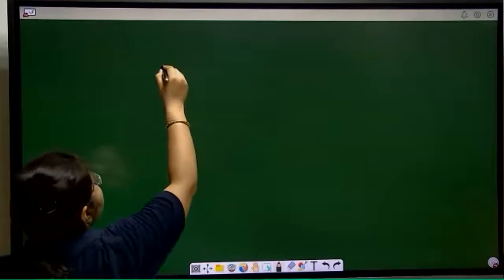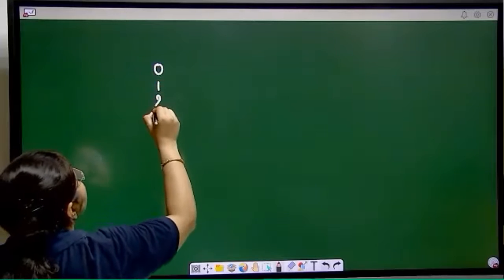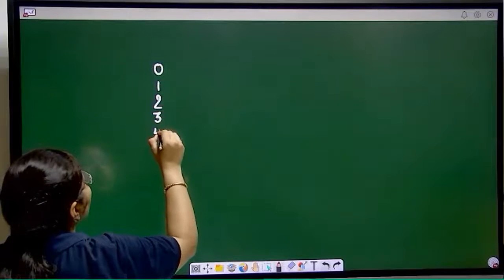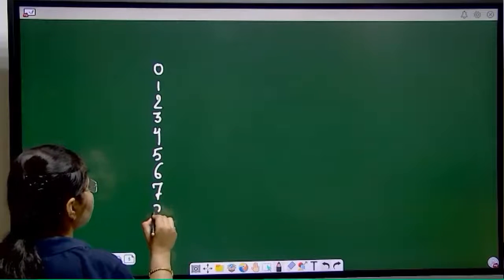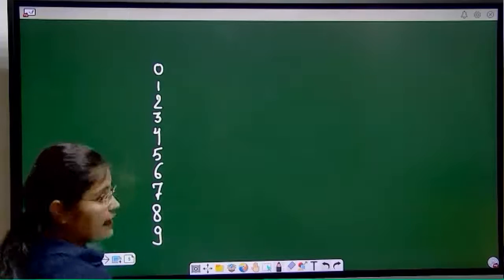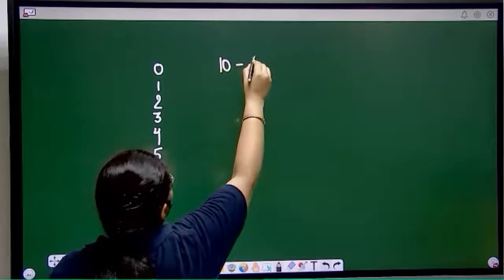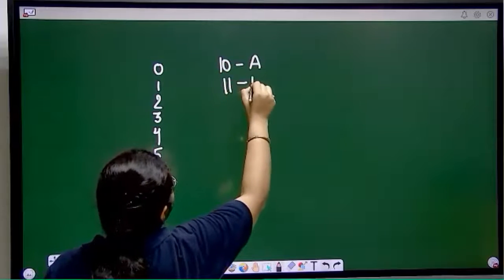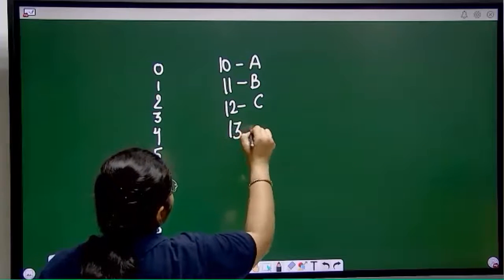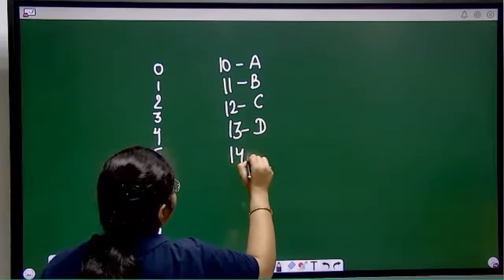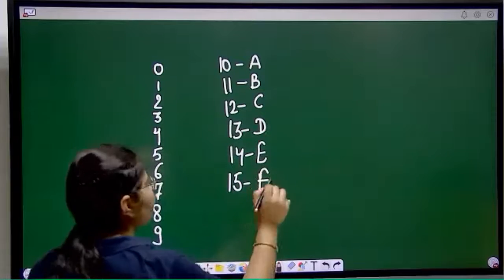So just write this thing in hexa. We are having 0, 1, 2, 3, 4, 5, 6, 7, 8, 9 as we have in decimal, and 10 we represent with A, 11 with B, 12 with C, 13 with D, 14 with E, and 15 with F.